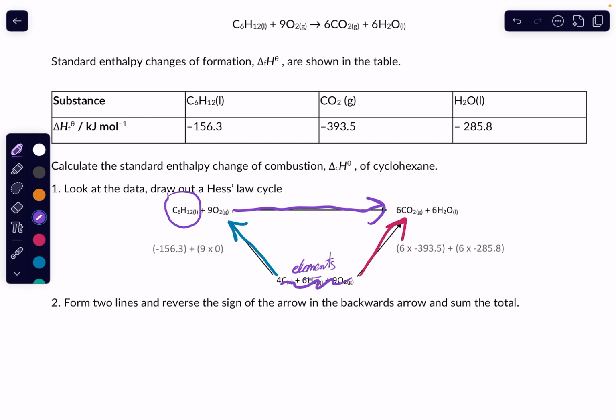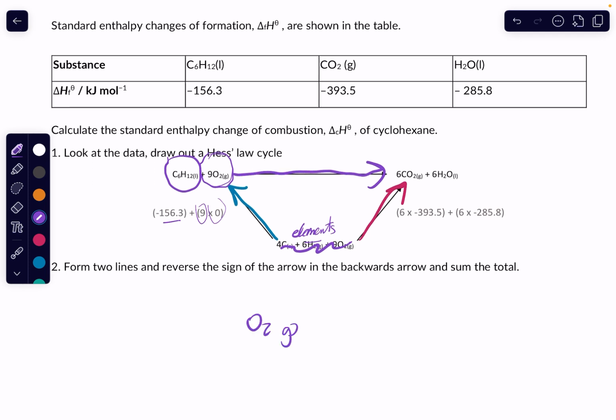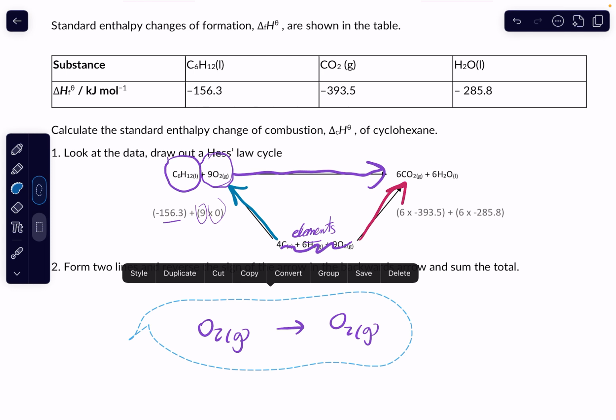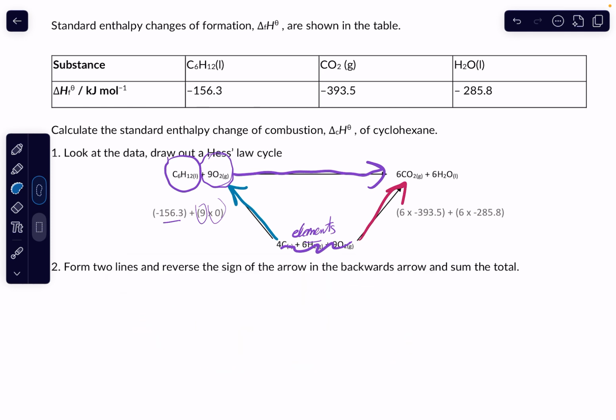And I think it's even easier. If we're using formation data, we write elements at the bottom, we form them up. So for C6H12, in order for me to form 1 mole of it, I need negative 156.3. So that's where that number's come from. For oxygen, you can see I need 9 of them, but I got 0. It doesn't take any energy to form O2 gas from O2 gas. What has changed? Nothing. There is no change, so therefore there is no enthalpy change. So an element from its own formation is 0.